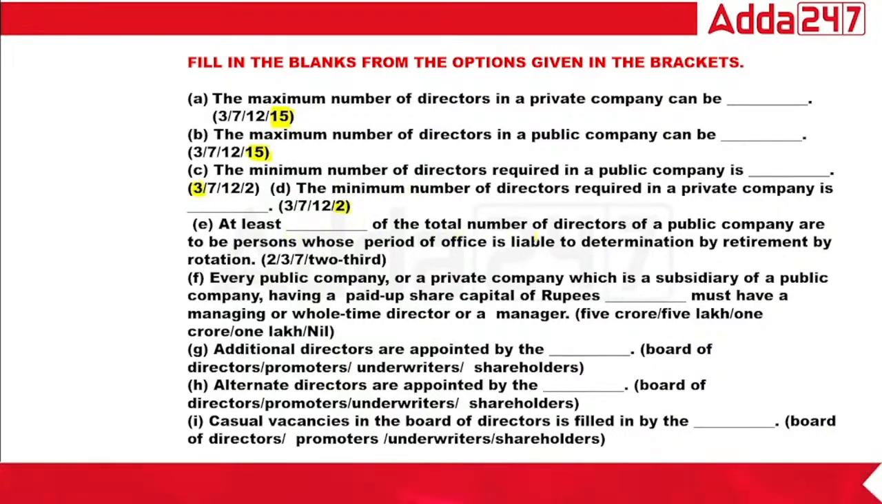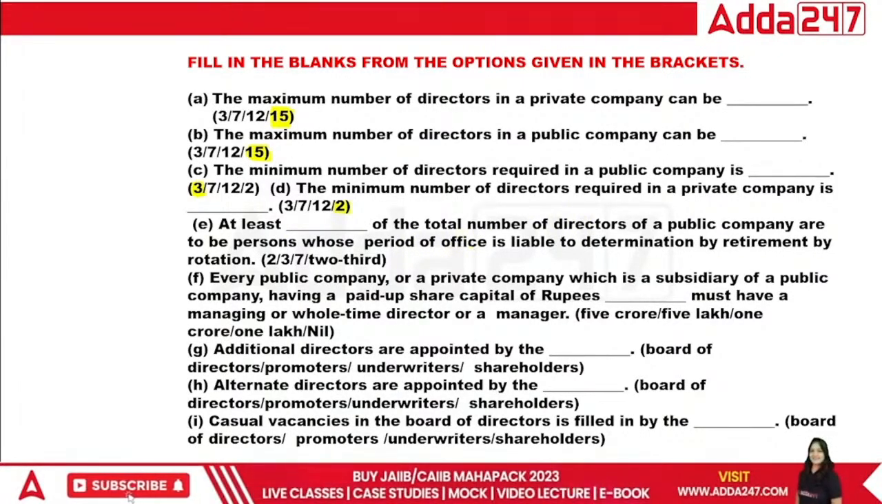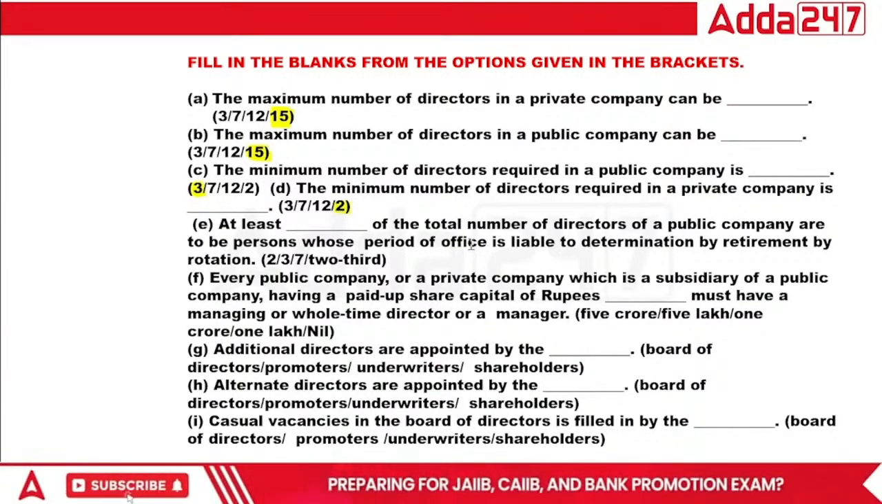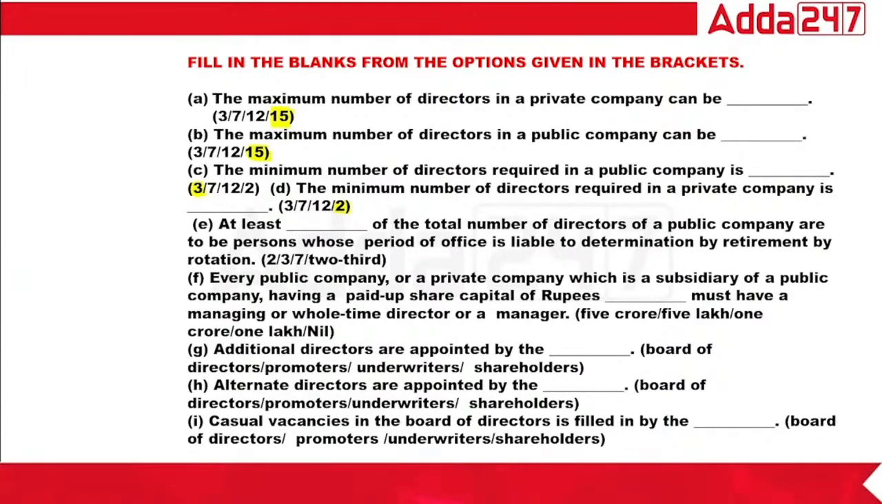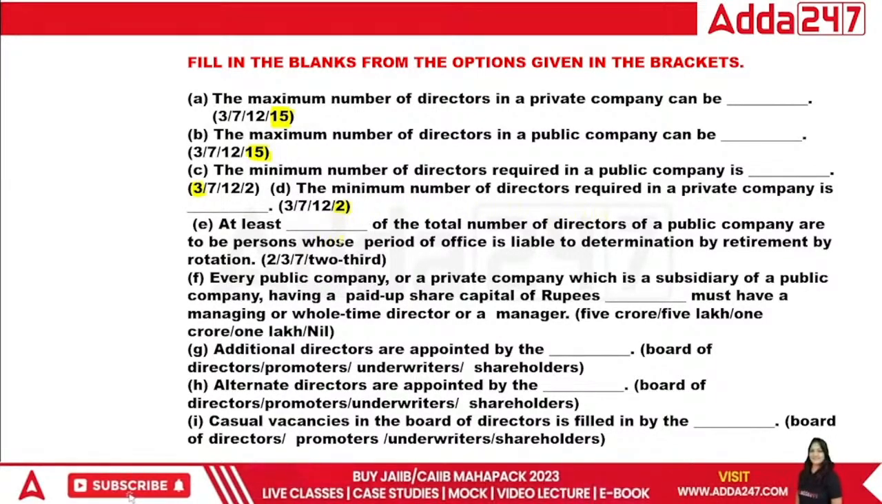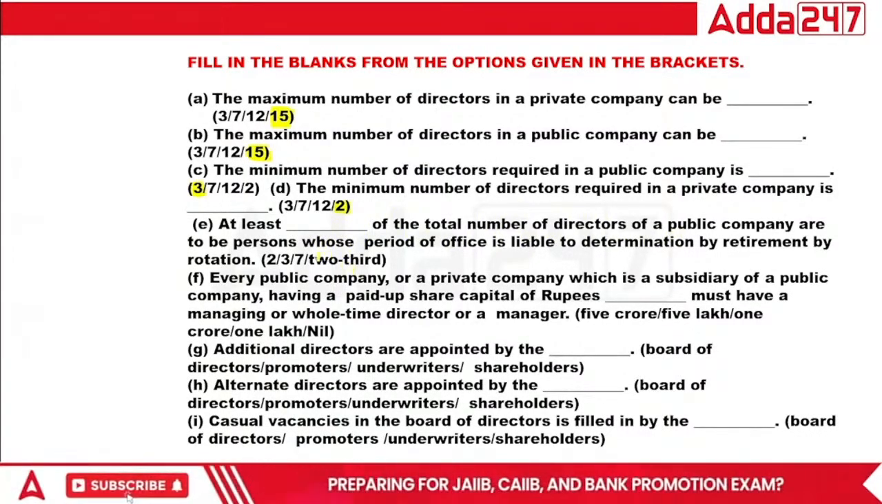At least dash of the total number of directors of a public company are to be persons whose period of office is liable to determination by retirement or rotation. This is a very important question. The question is very simple. At least how many of the total number of directors of a public company are to be persons whose period of office is liable to determination by retirement or rotation? That is 2/3. You have to remember.